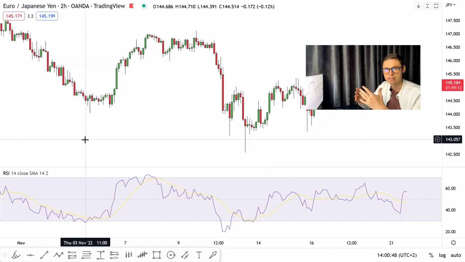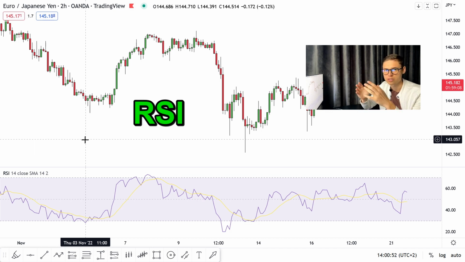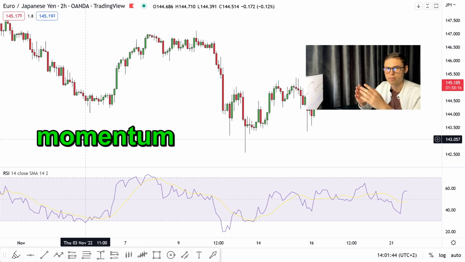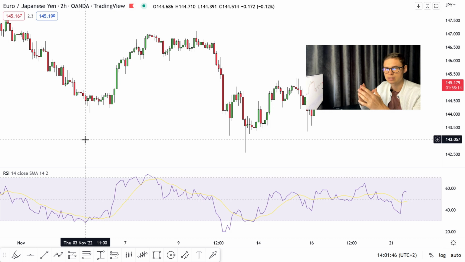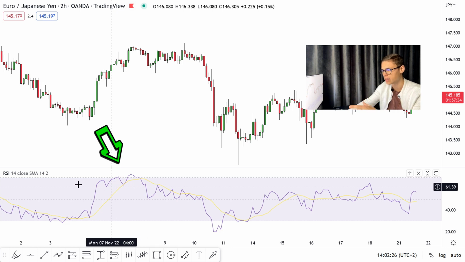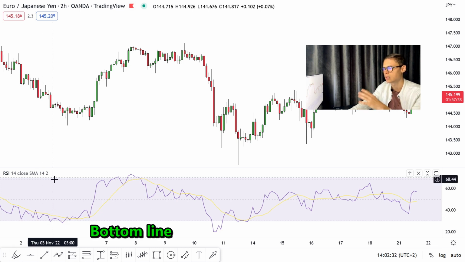And the last indicator for today is the relative strength index, or RSI indicator for short. RSI is a really common indicator and it is used to find momentum of the price, and basically it measures the magnitude of the price movements. Now this is how RSI looks. It's pretty simple to understand. You only need to know two lines right here, the bottom line and the top line.